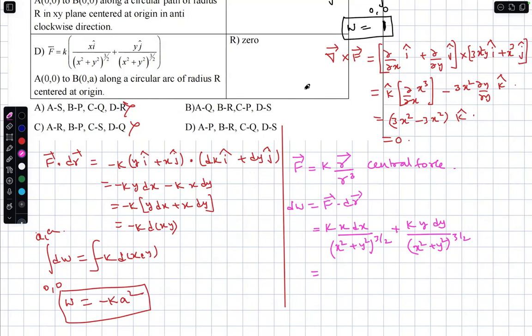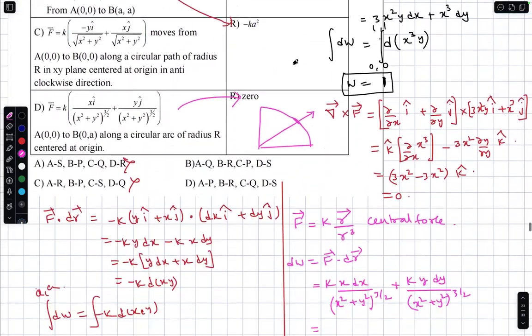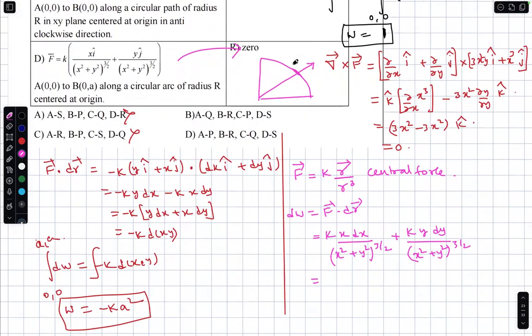Right. But you know, all the time you are taking this along a circular arc. All the time the force is radially outward. And all the time force is perpendicular to displacement. Why? F is a function of r bar, meaning along the radius, and your displacement is always perpendicular. So therefore, work done by this force is 0.